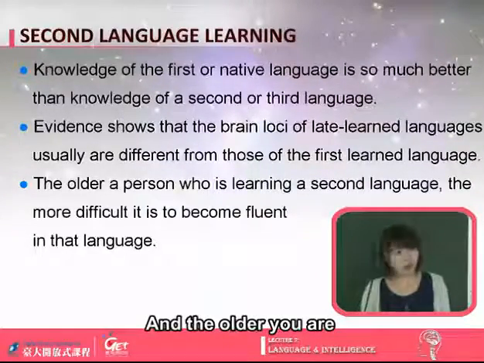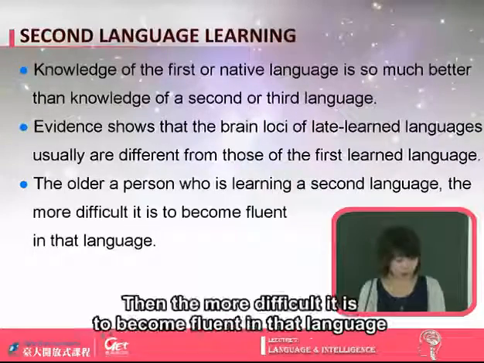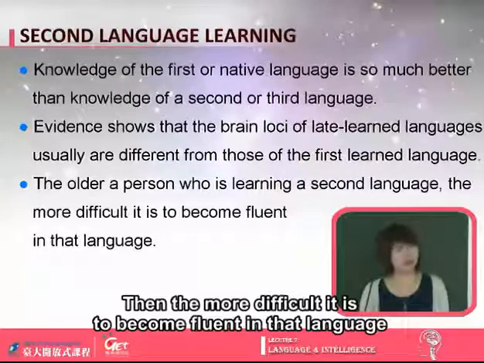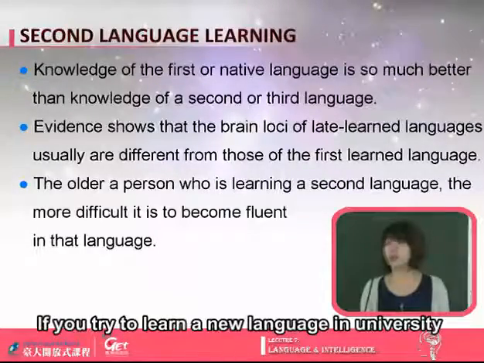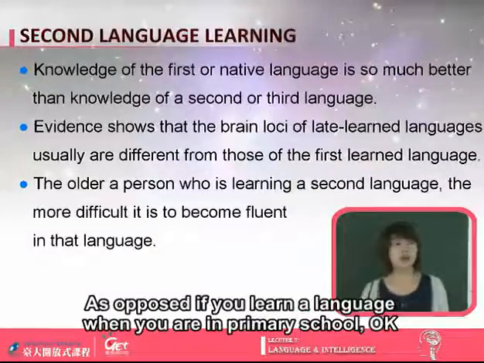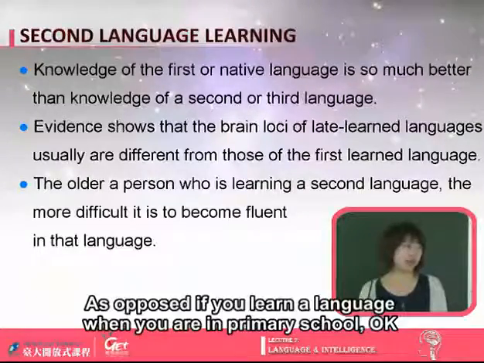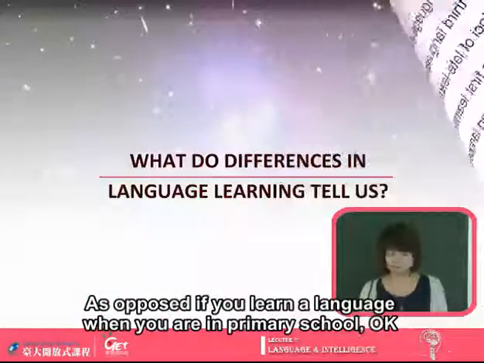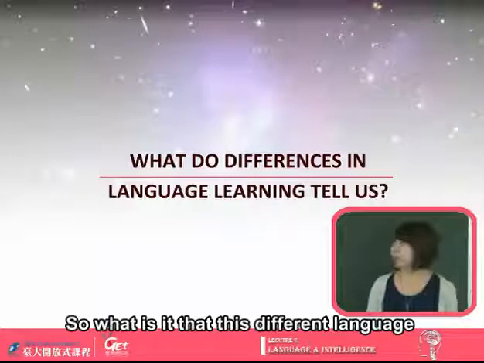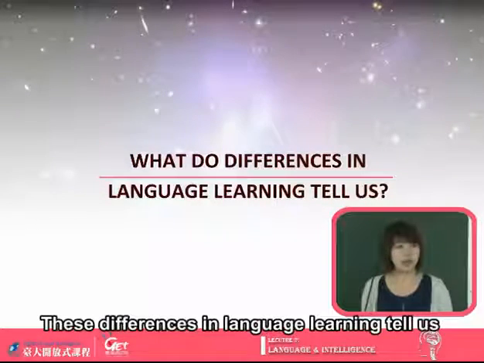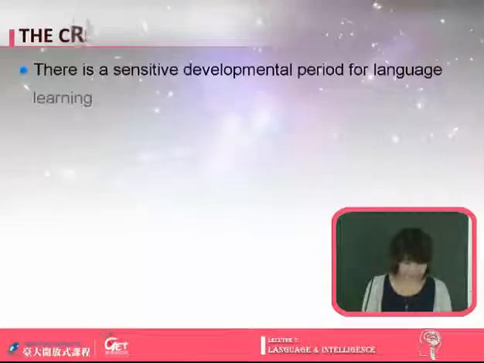And the older you are in learning a second language, the more difficult it is to become fluent in that language. Many of you might already be experiencing that if you're trying to learn a new language in university, as opposed to if you learned a language when you were in primary school. Okay? So what is it that these differences in language learning tell us?